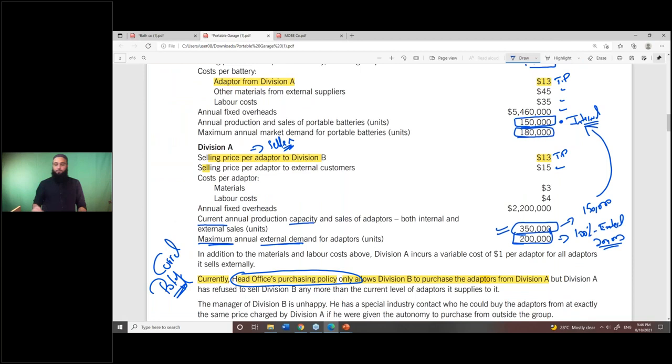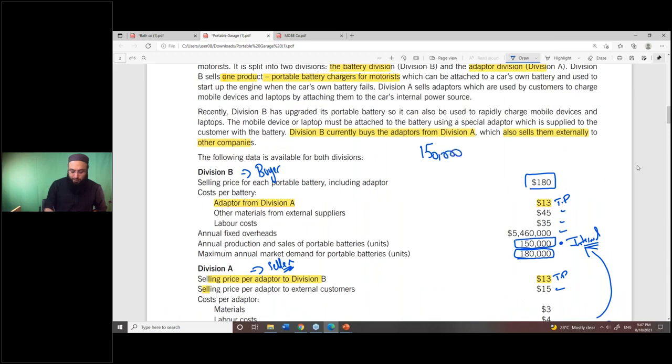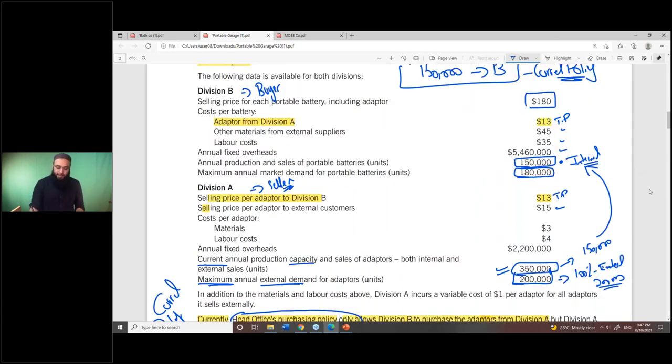Okay, done. Now, up till now, all clear? So what we found out, is it clear what we found out? We found out that 150,000 at a price of 13, and this is the current policy. Okay, say yes or no. Perfect. Which means A is running at full capacity. Perfect. Let's start part A now.